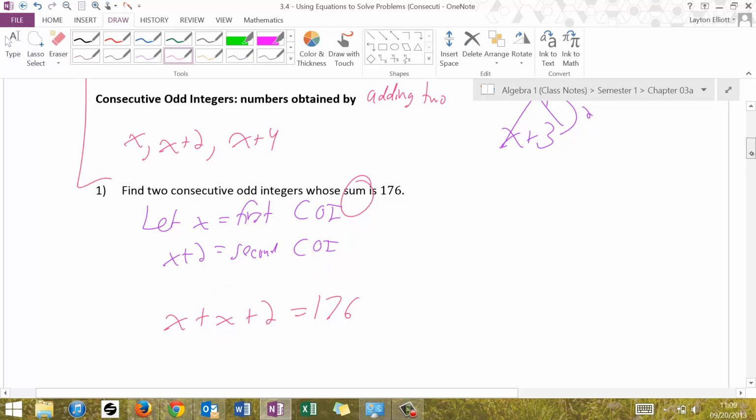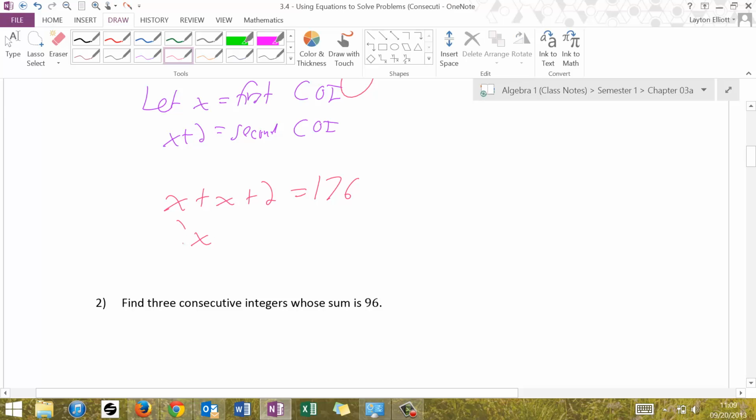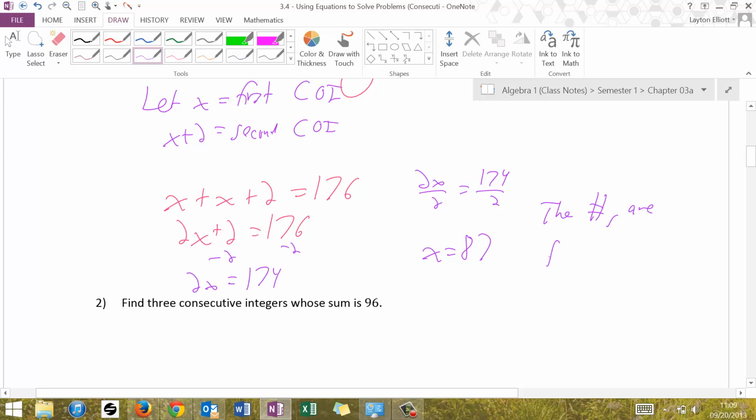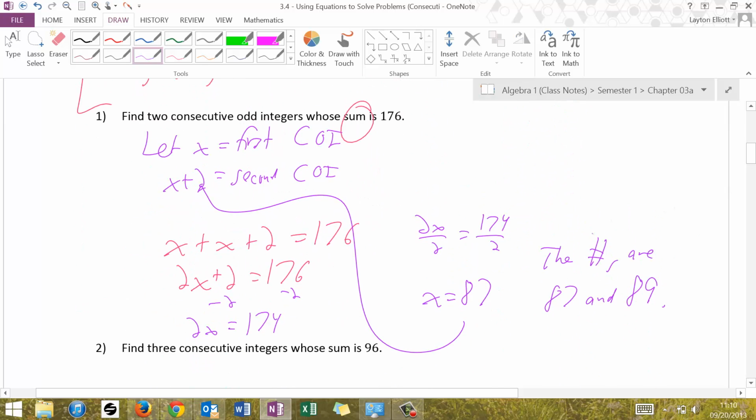Now when I add, 2x plus 2 equals 176. Subtract 2, you get 2x is equal to 174. Divide by 2: 2x over 2 equals 174 over 2. You get x is equal to 87, so the numbers are 87, and if I plug that in, I get 89 for the second one. We can do a check and make sure that 87 plus 89 is in fact 176, and it is.